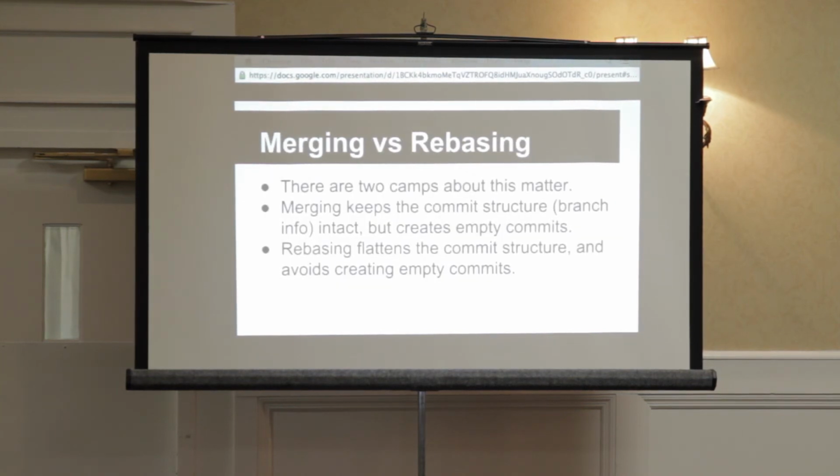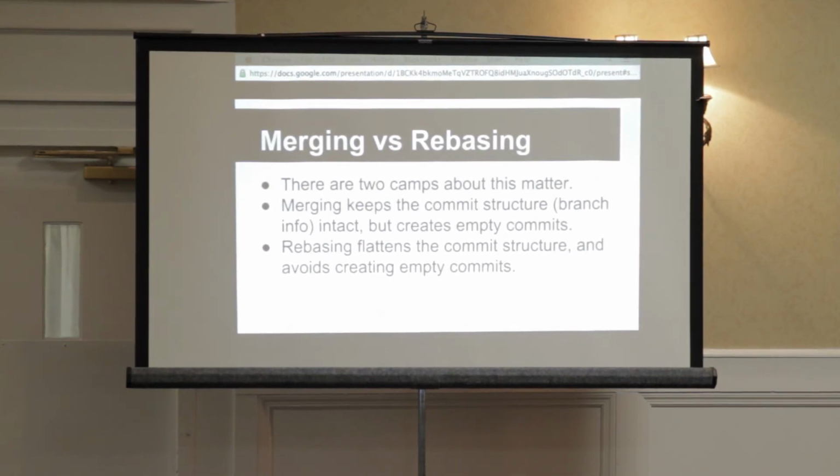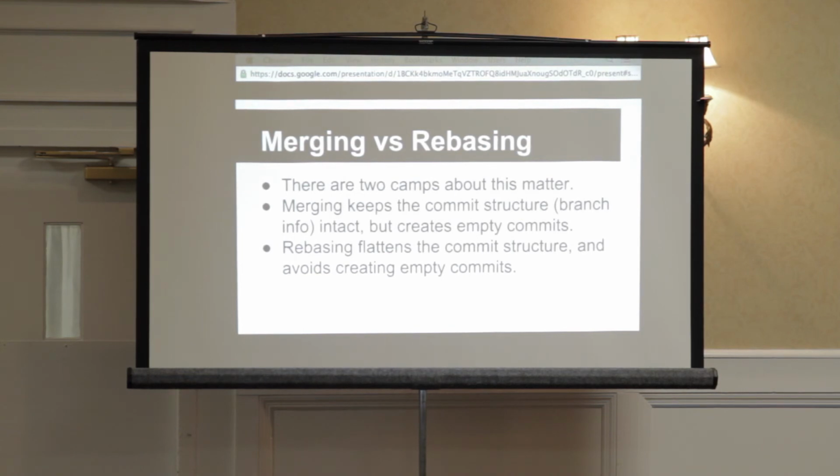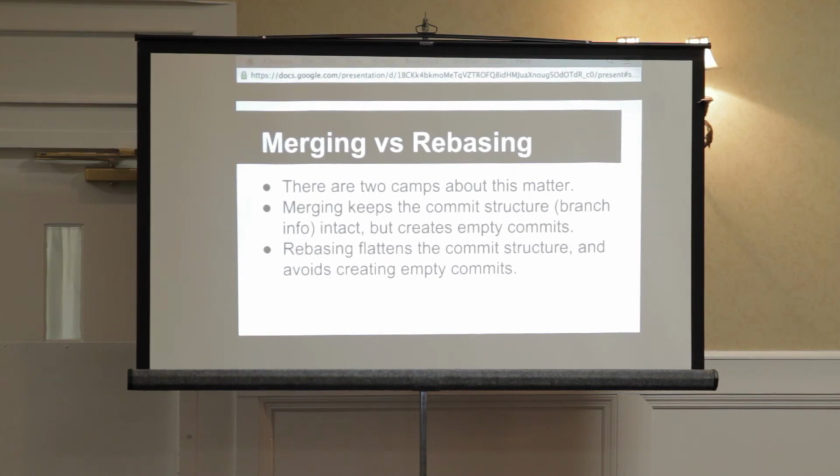So why would you pick one or the other? Well, there's two camps about this. There's the always merge camp, because that side of thought is you should always keep the history intact. Don't ever change it. And then there's the always rebase camp, and they want you to do that, because the difference is merging actually keeps the commit structure.